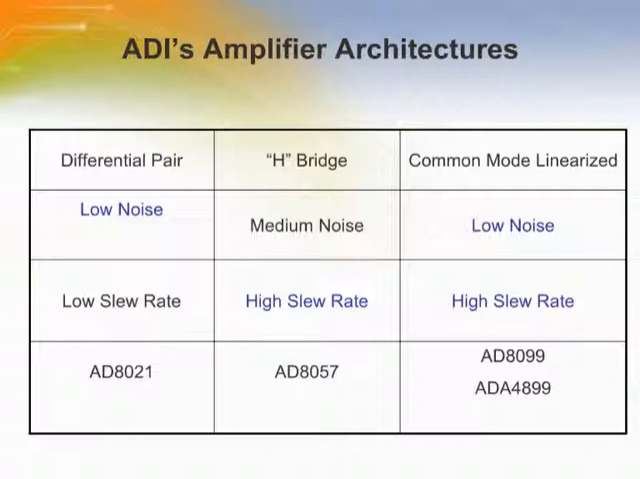In the past, amplifiers that had both low noise and high slew rates were considered mutually exclusive, and we had to settle for a differential pair that had low noise but also low slew rate, or if we used an H-bridge, we could obtain high slew rates but not very low noise. It wasn't until the introduction of the AD8099 that featured a new input structure called a common mode linearized input stage that we could obtain both low noise and high slew rates simultaneously.